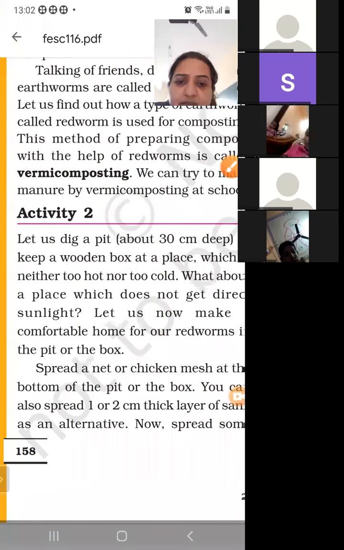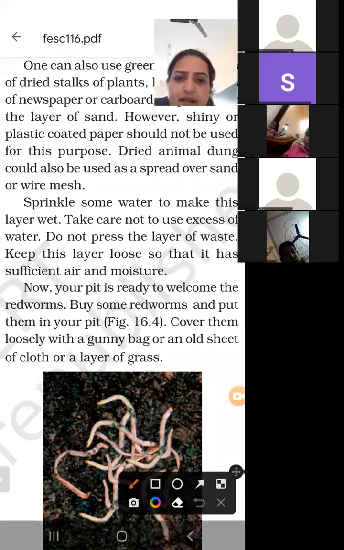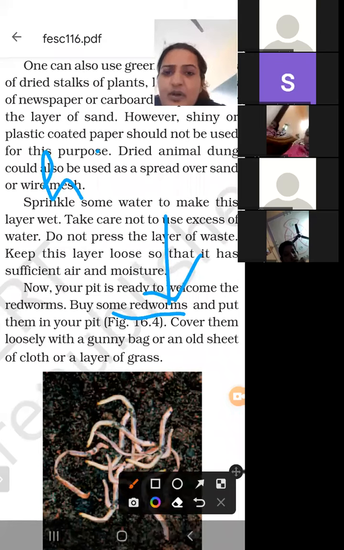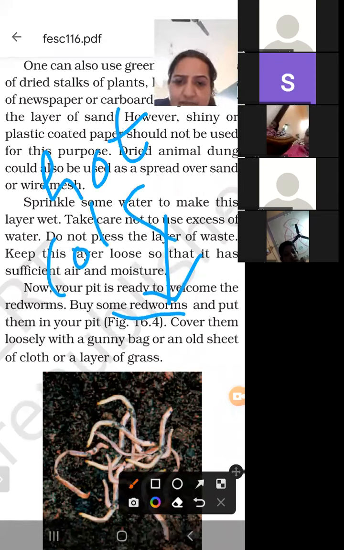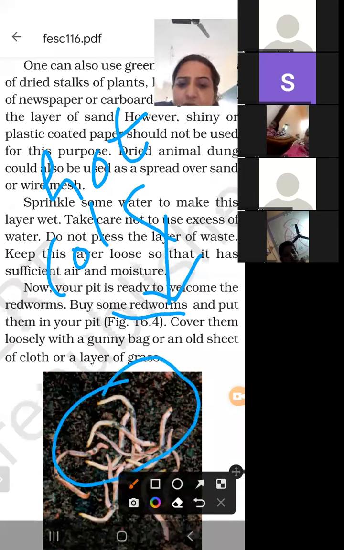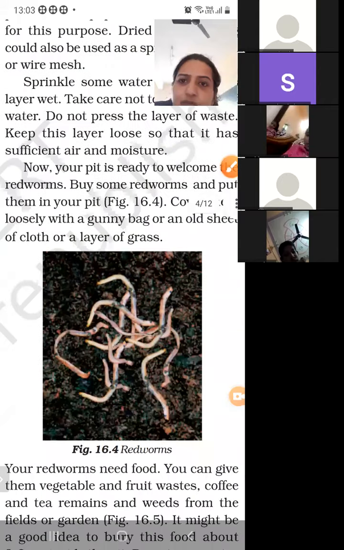So you have to remember how we can make vermicompost. And how can you take care of red worms? Do not put red worms in very hot or very cold conditions. And as we know, every animal needs food, so they also need food. And how can we give food to the red worms?